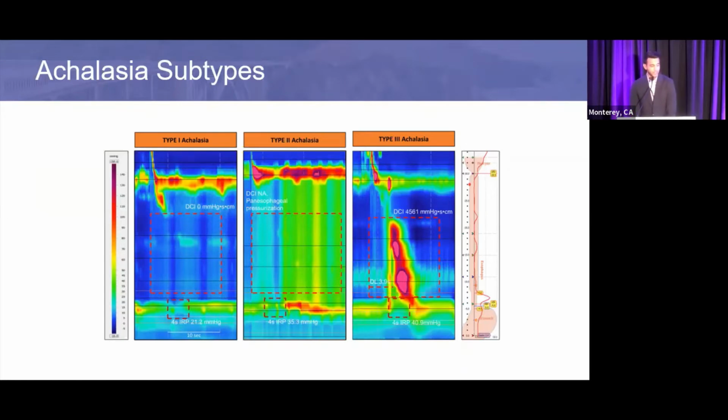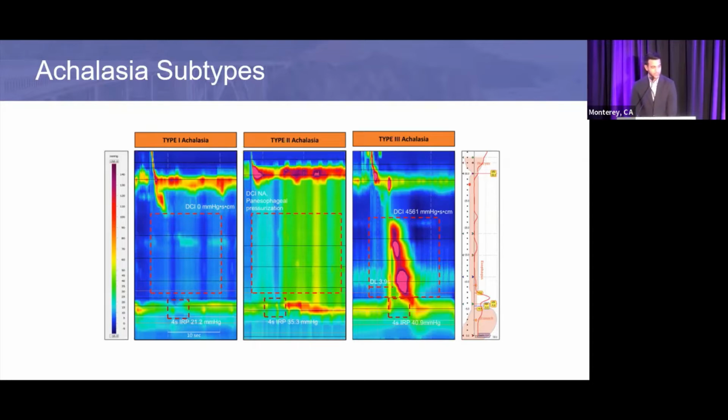And so you can see the bottom is the LES and how it relaxes. And in all three of these subtypes, the IRP is elevated. It's greater than 15. You can also see it doesn't completely relax. There's also an absence of peristalsis in all three of these subtypes.